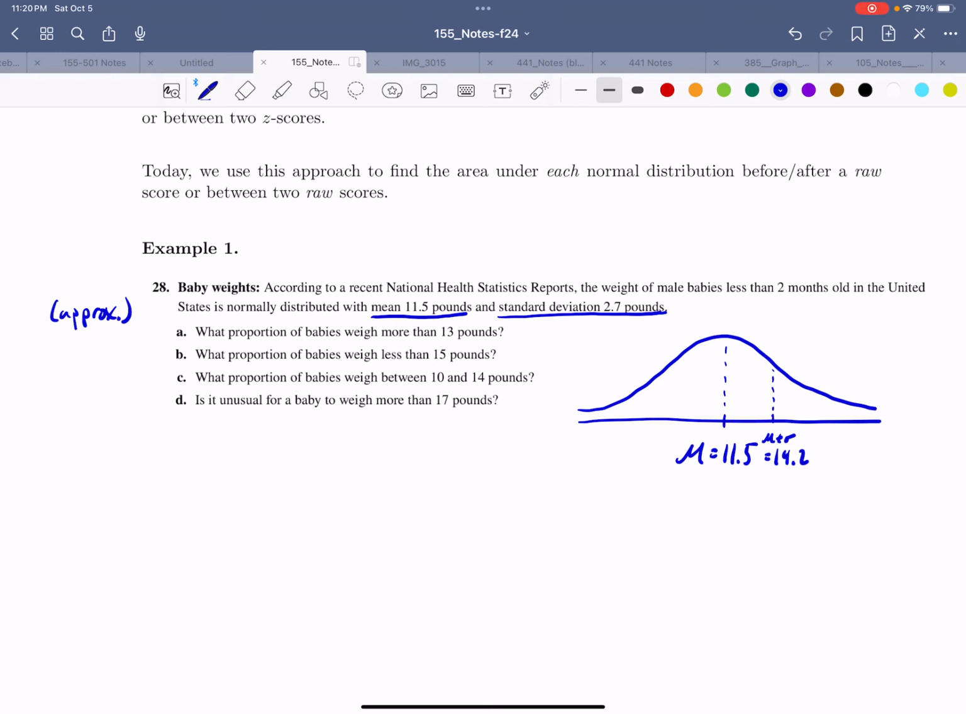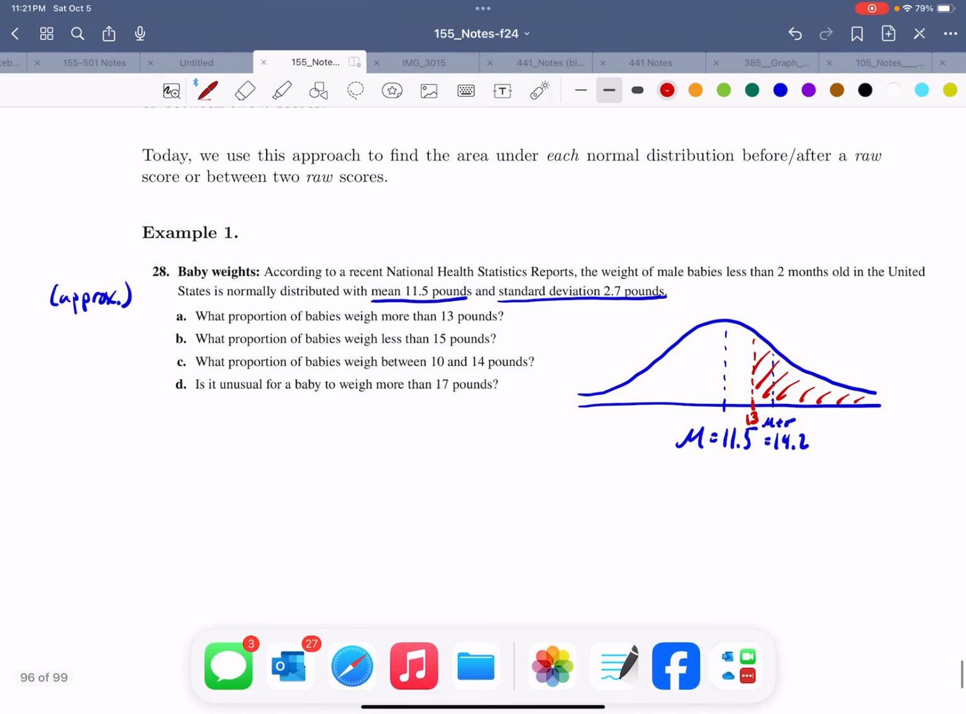So when they ask what proportion of babies weigh more than 13 pounds, well, 13 seems to be basically halfway, right over here or so. So it's asking what is this area under the curve right there? Remember, we're assuming the total area is always 1 because we're talking about proportions. 1 means 100%. So it looks like the proportion should be less than 50%, maybe 40% or so, maybe 30%, something around there. Anyway, to find that out, we're just going to use Minitab.